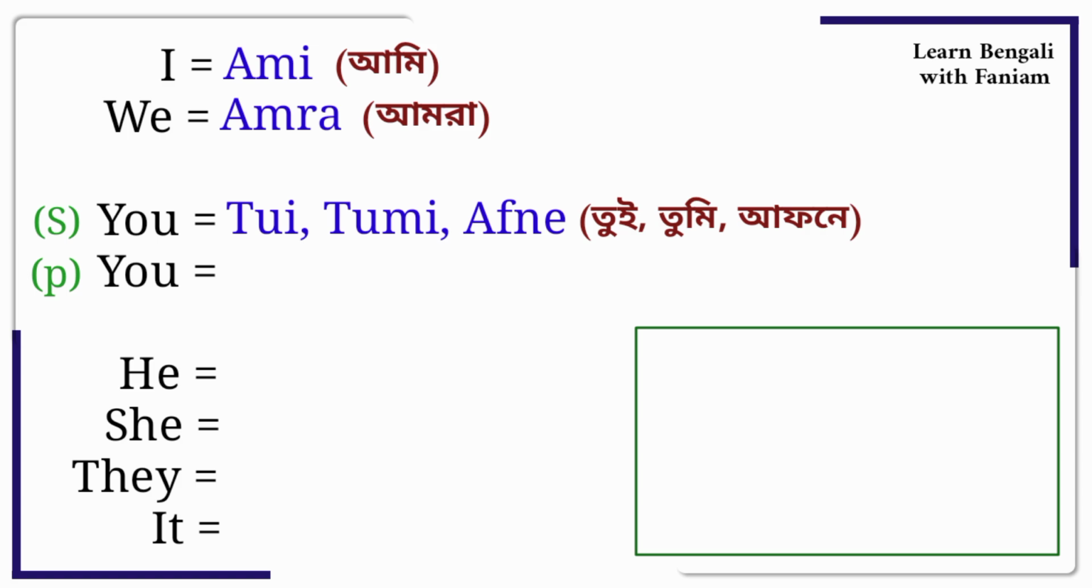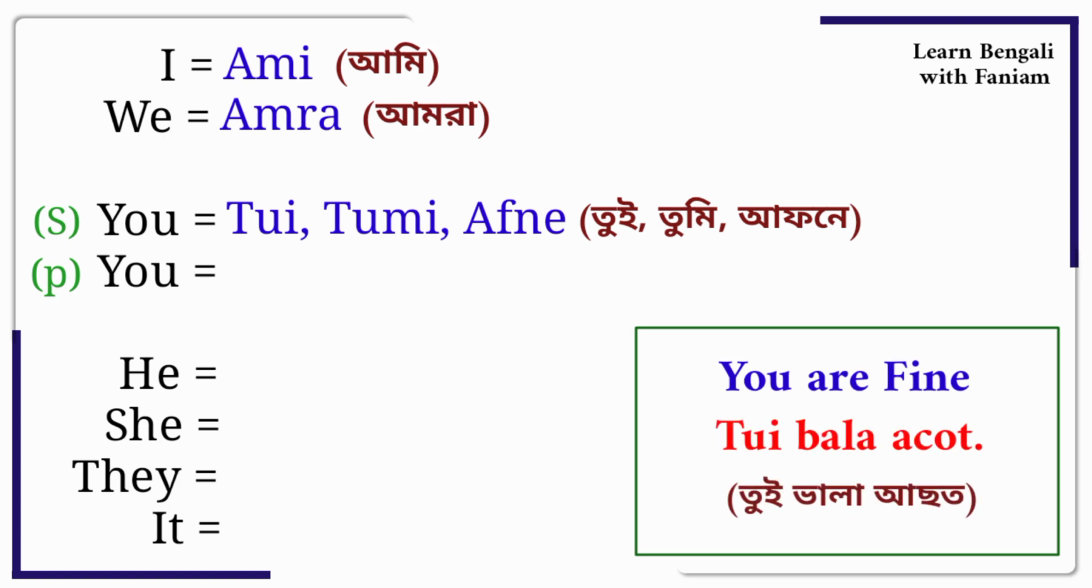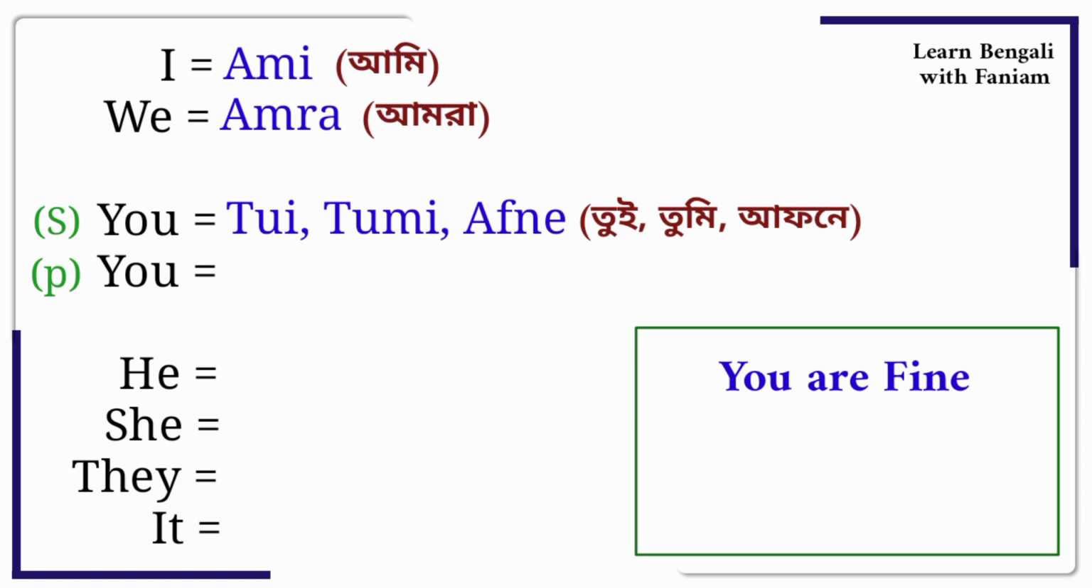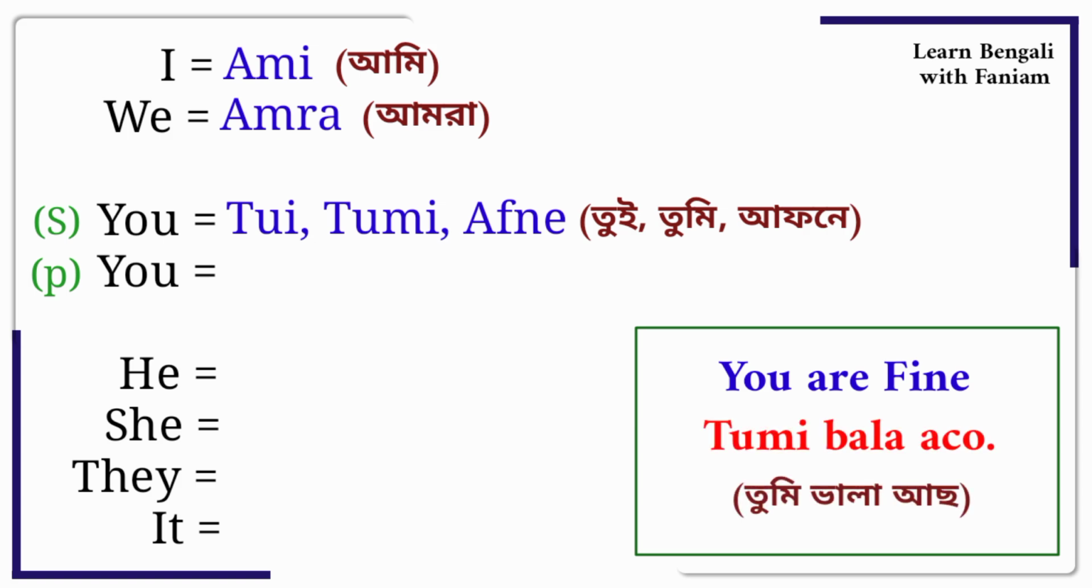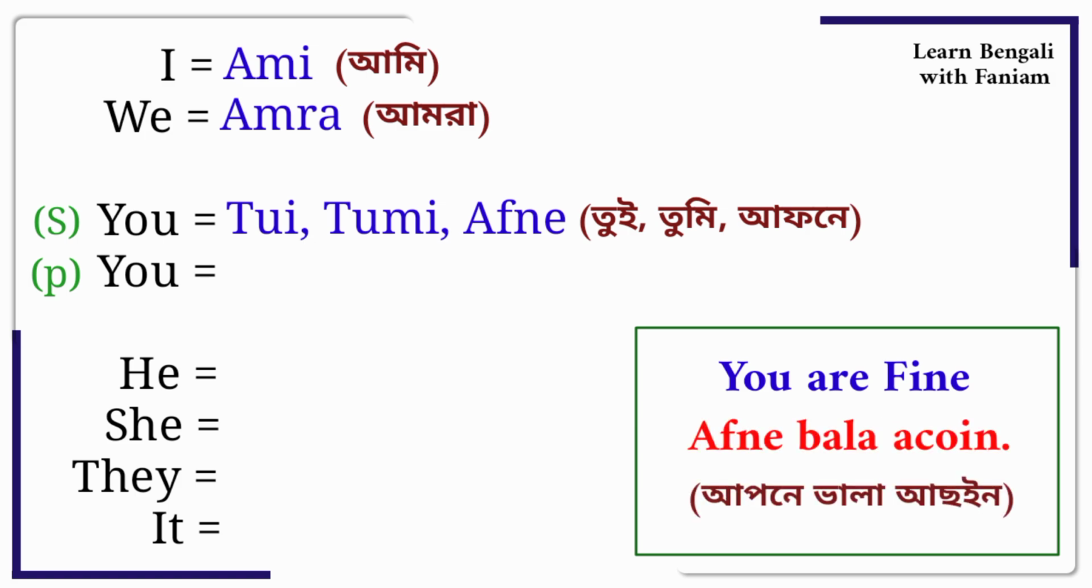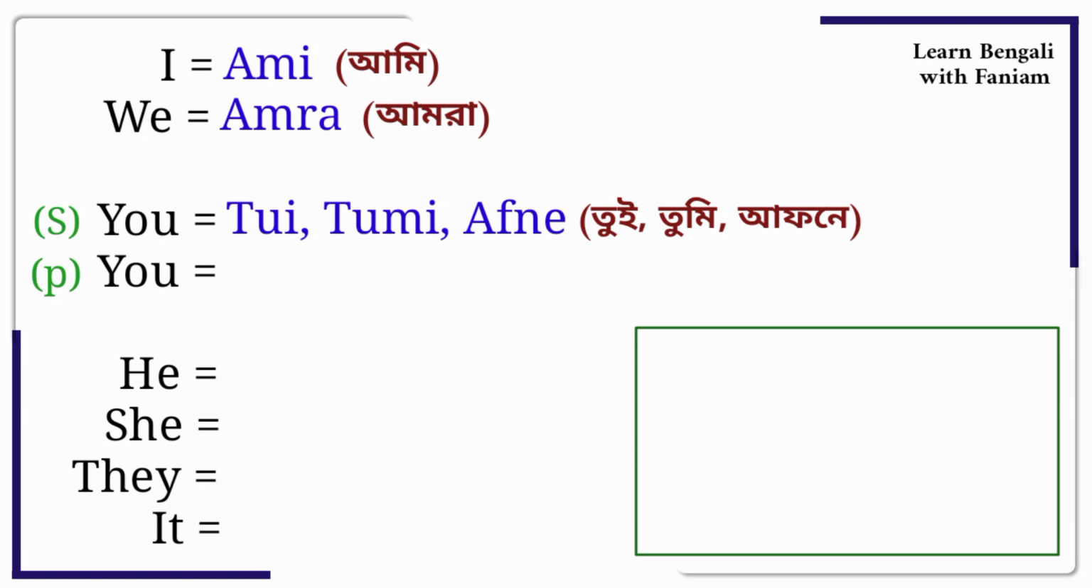Now let's go through examples. First one is tui, and the English sentence is you are fine. Tui bala asot. The second one is tumi. Tumi bala aso. And the final one is afne. Afne bala asoin. You can see some differences at the end of the Sylheti sentences, like asot, asi, ase. Those are because of the subject. When the subject changes, the end part of the sentence also changes. Definitely we will talk about those things in upcoming lessons.